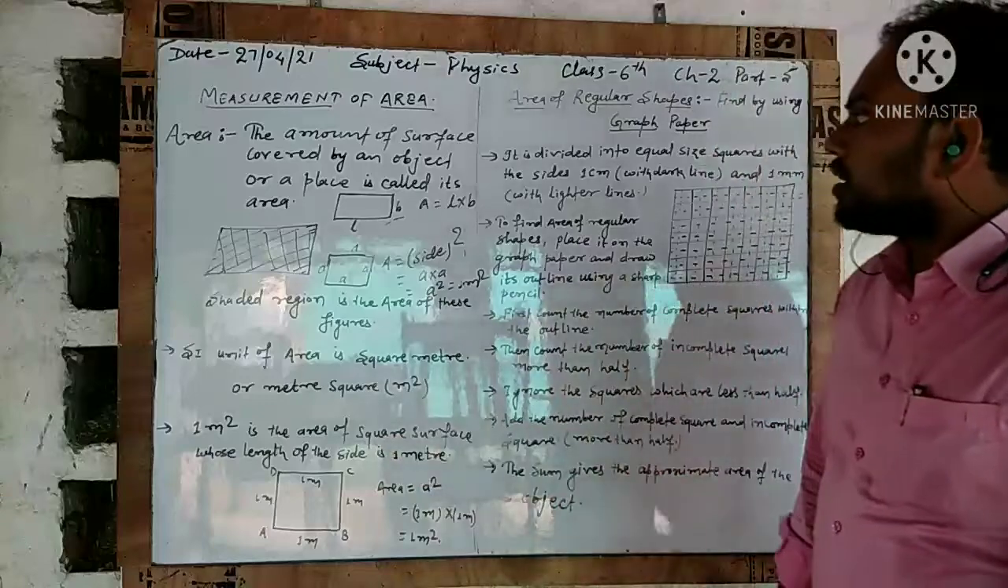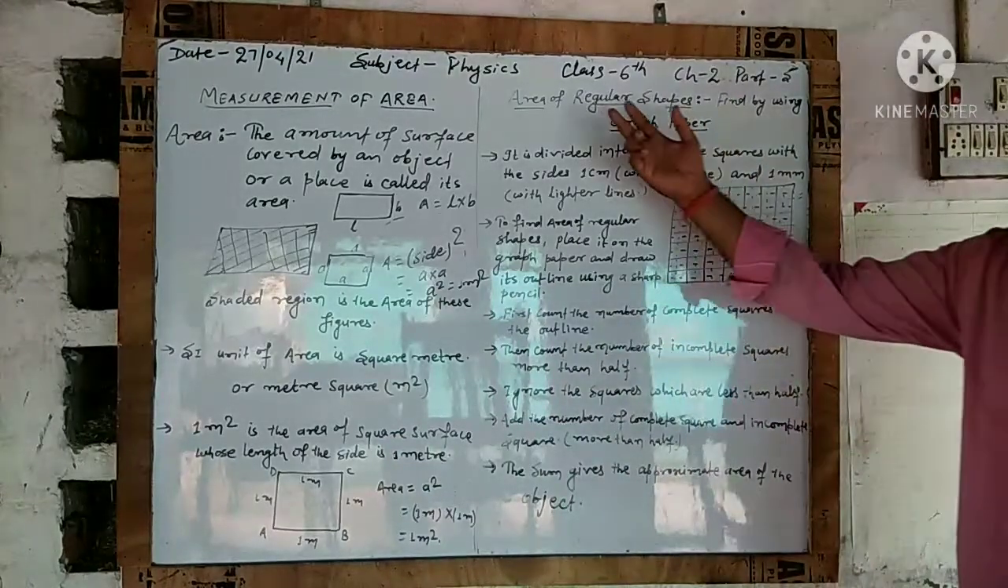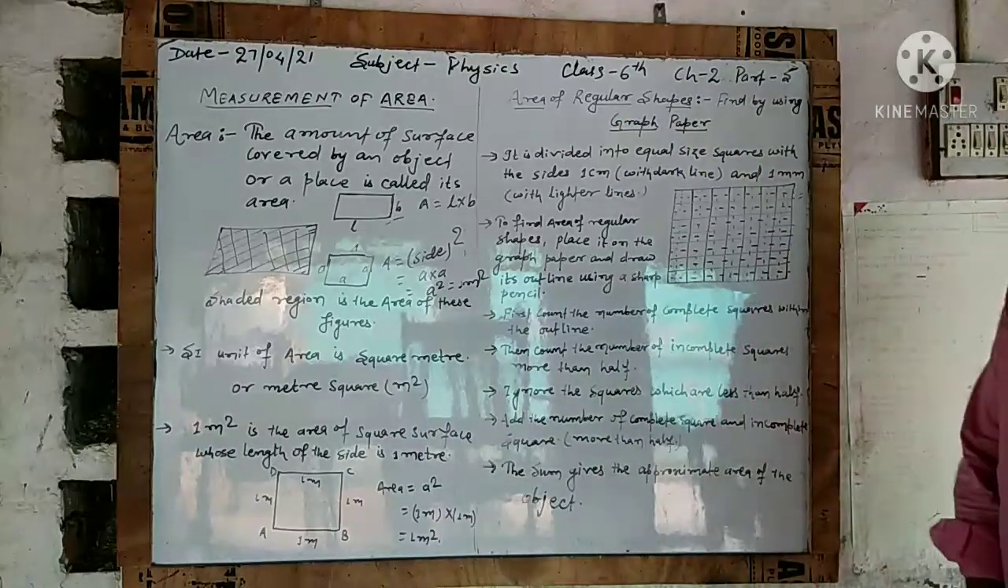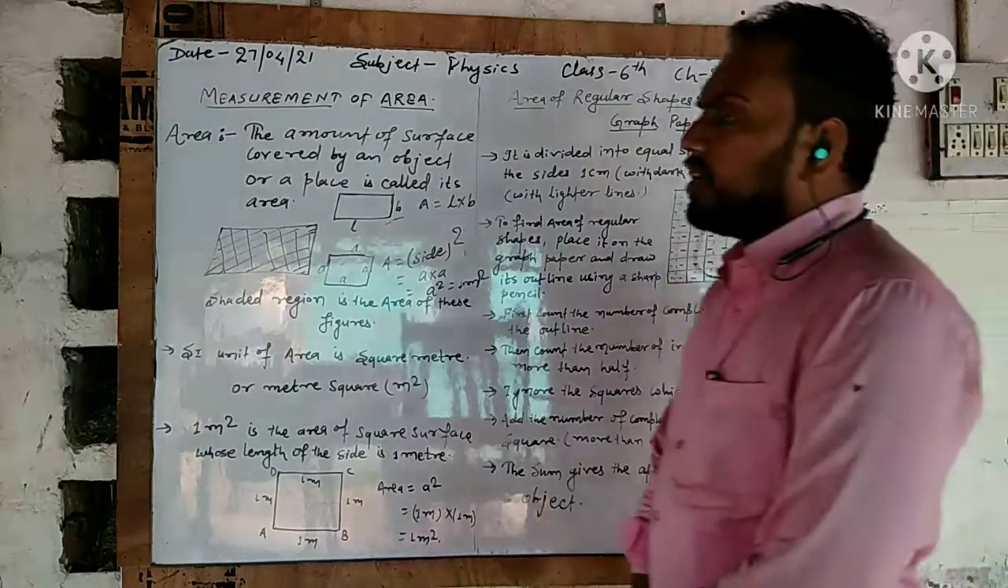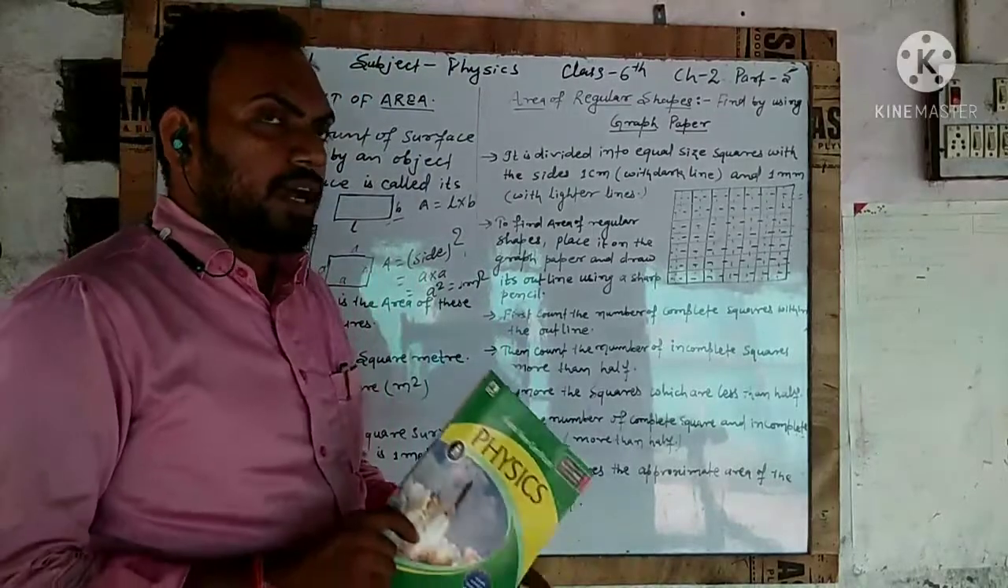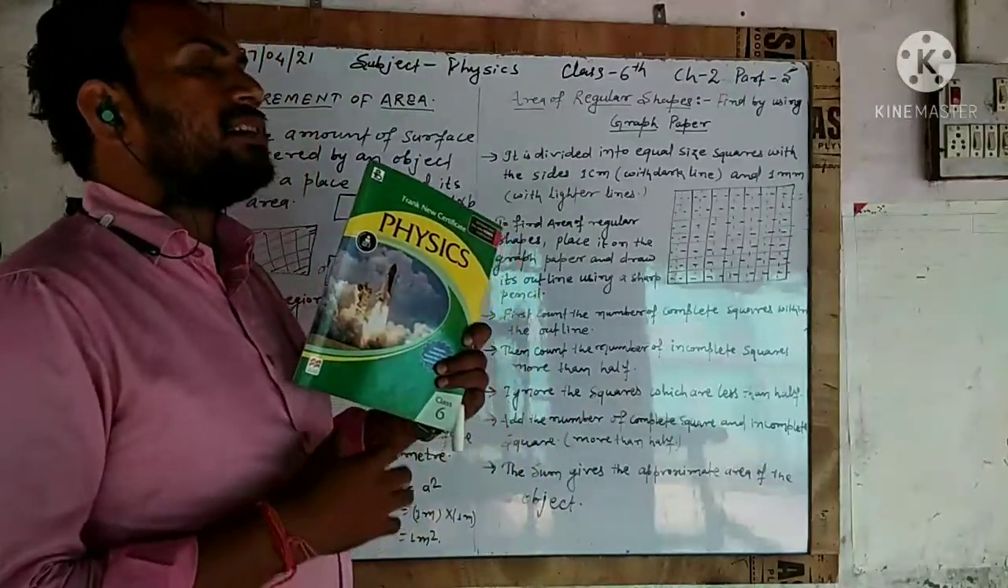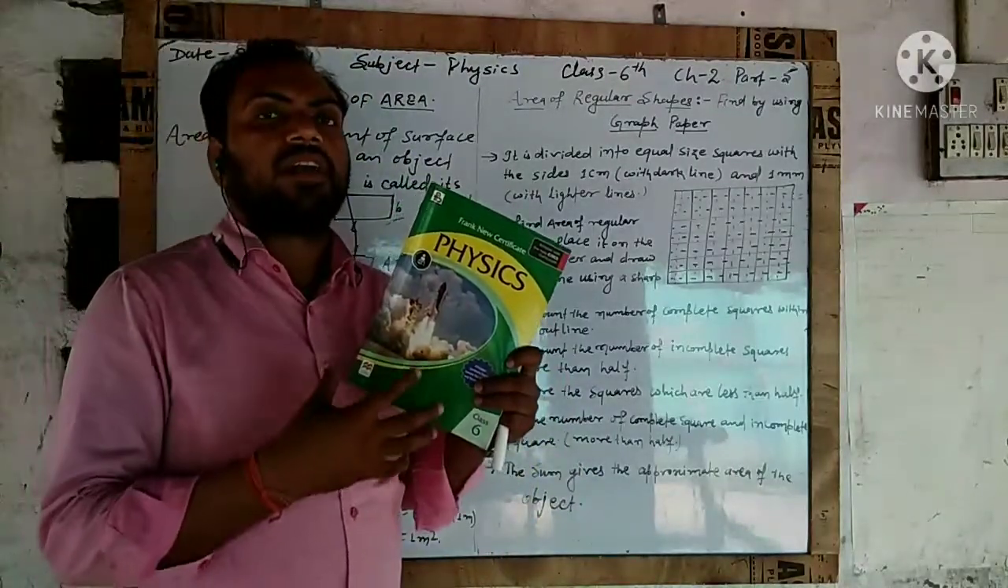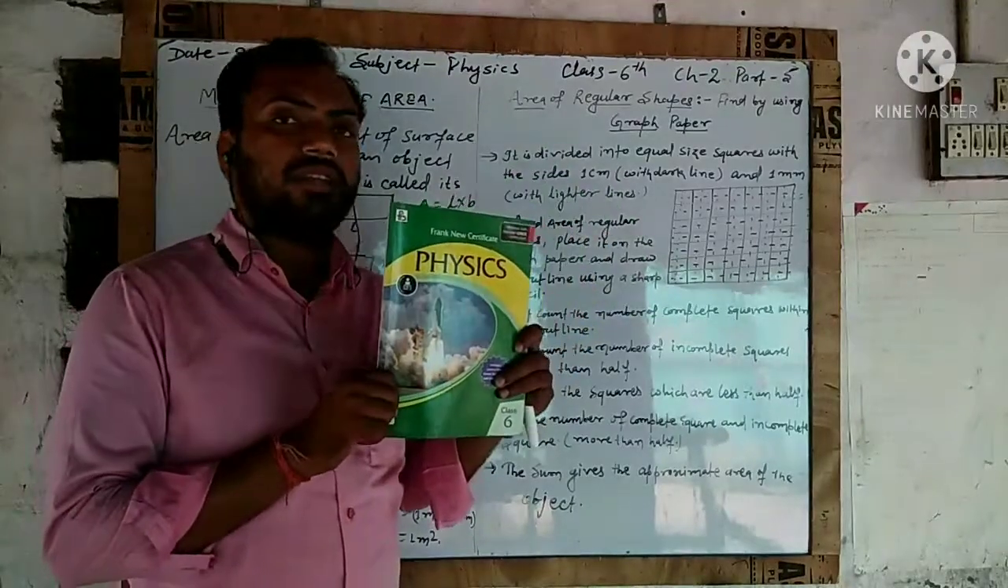Now come to the next point. How to find the area of a regular shape? Regular shapes mean the square and rectangle. All these shapes are called regular shapes. This is not an irregular shape.